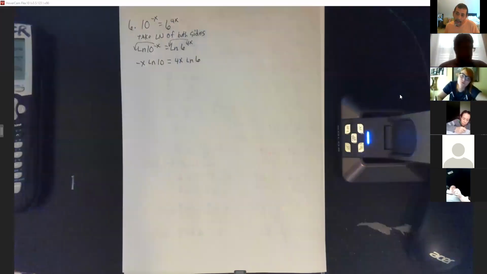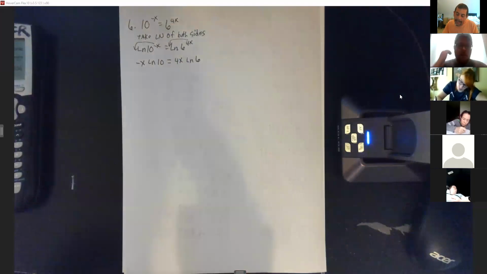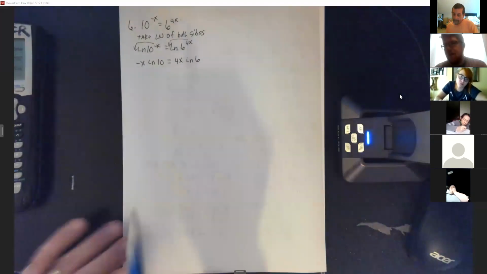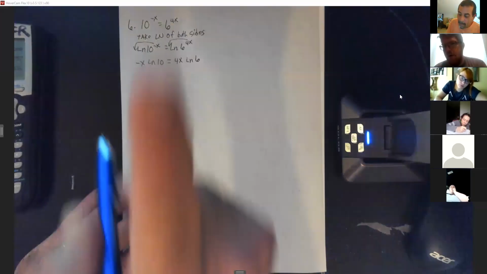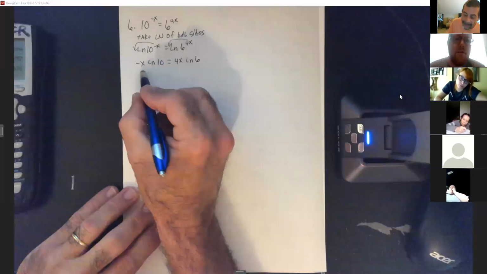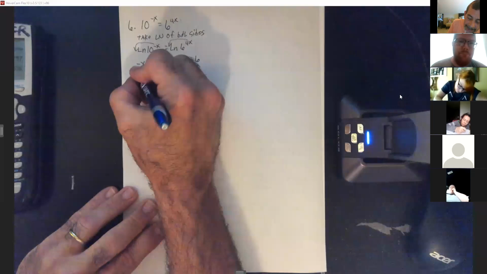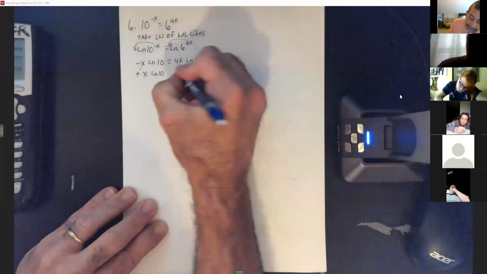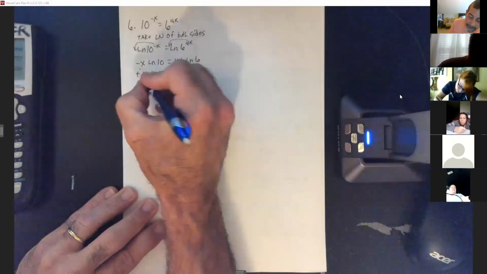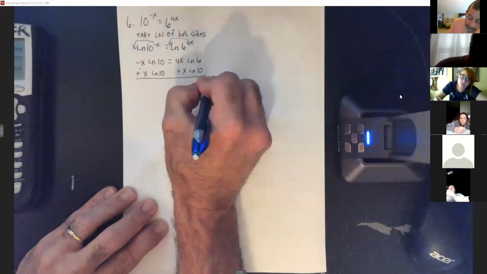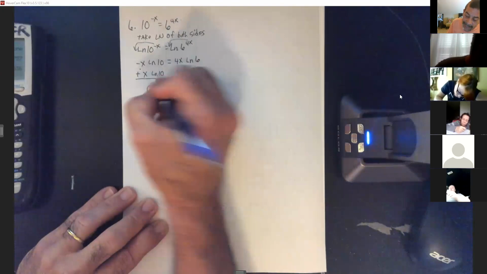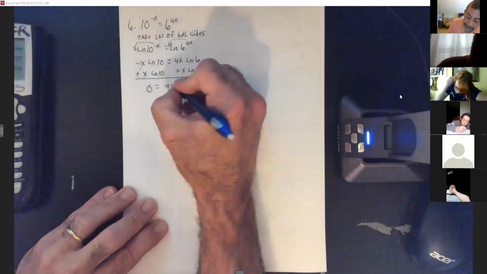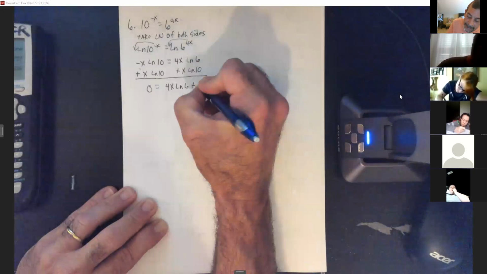So now what we really need to do, because you got an x here and an x there, is get both those x's on the same side of that equals. So how about we add this negative one to both sides? Add an x ln 10 to both sides. So notice what I get. I get a 0 over here, but on this side, I get 4x ln 6 plus x ln 10.